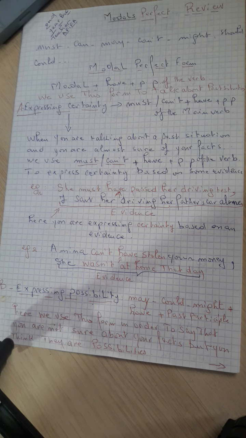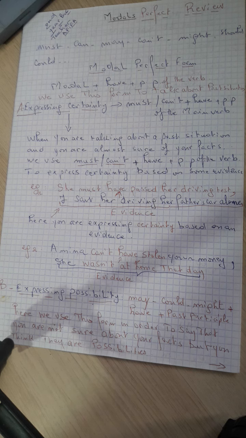The first example is: she must have passed her driving test. When you draw this conclusion, this is a deduction. You shouldn't make such a deduction if you don't have evidence. So you must have evidence in order to deduce such a certainty. The evidence is here: I saw her driving her father's car alone. So since I saw her driving her father's car alone, I am certain that she has passed her driving test.